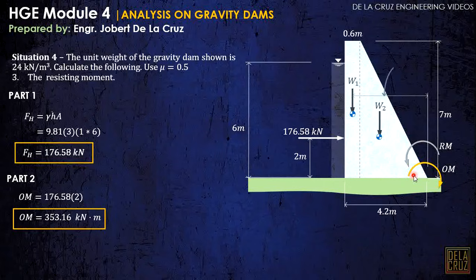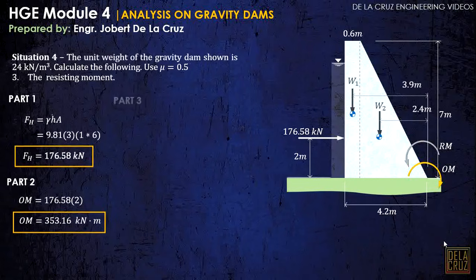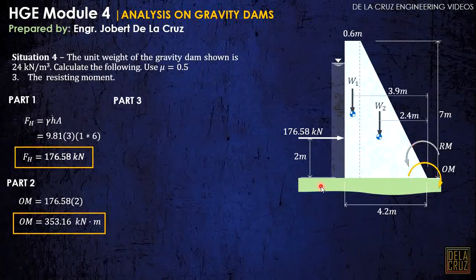The distances first. Okay? So, this distance here is 4.2 minus half of this. Take note, this is a rectangle. So, half of 0.6 is 0.3. So, 4.2 minus 0.3, or half of 0.6, is 3.9 meters. This one, a triangle here, is 2/3 of 4.2 minus 0.6. Our base here is just this, 4.2 minus 0.6, and that is 2.4 meters. Okay, clear?